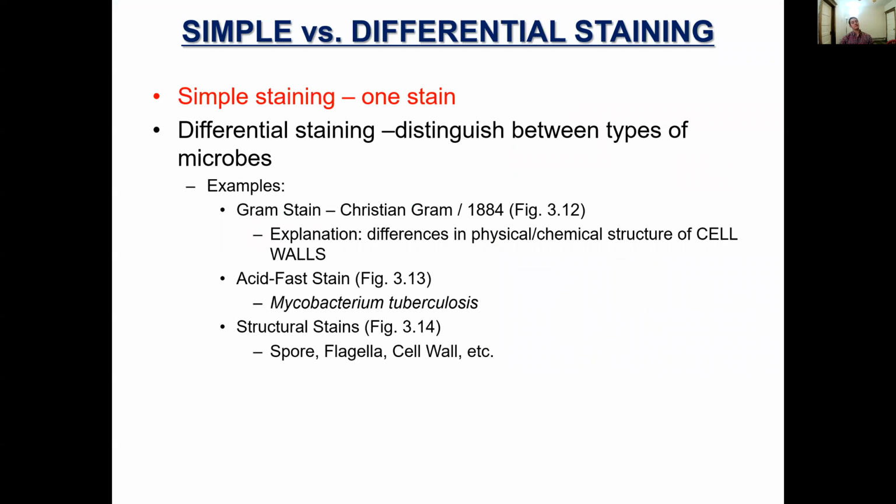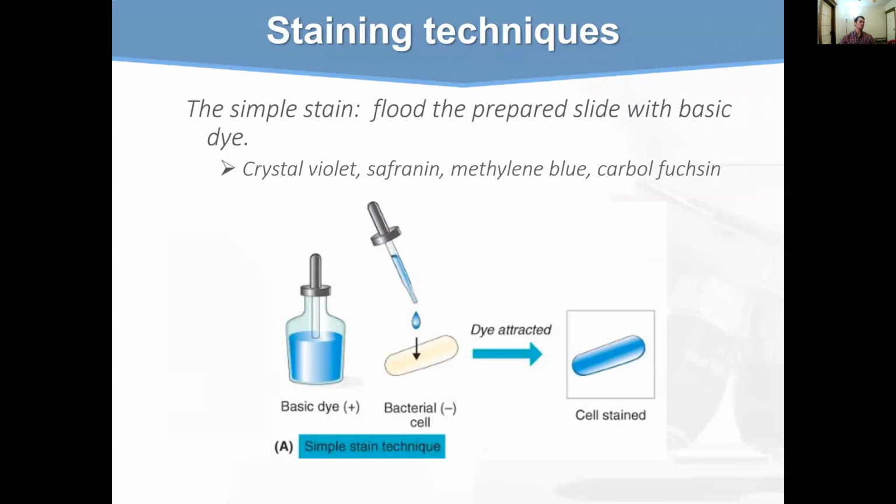So there are different stains that we can do. The first one is just simple staining. You're just using one stain. This is often done just to create some contrast so you can see the organism you're looking at better. For the simple stain, you flood the prepared smear with a basic dye. This is often crystal violet, safranin, methylene blue, or carbol fuchsin.